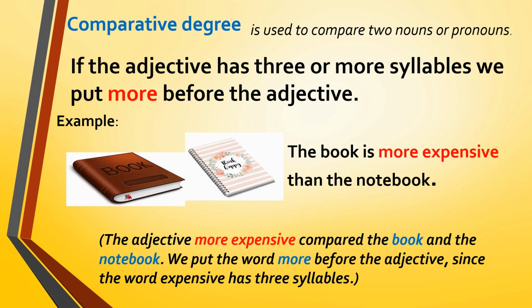When we find three syllables, we put more before the adjective. The book is more expensive than the notebook. The adjective more expensive compares the book and the notebook. We put the word more before the adjective since the word expensive has three syllables. As I told you, syllables means vowel sounds. So we find three syllables, that is E, E, E in the word. So we have to use more.